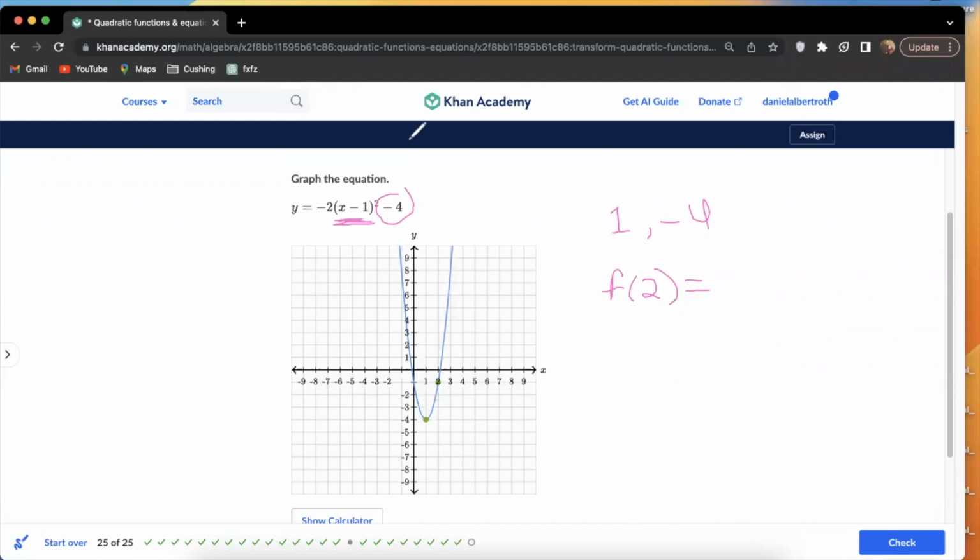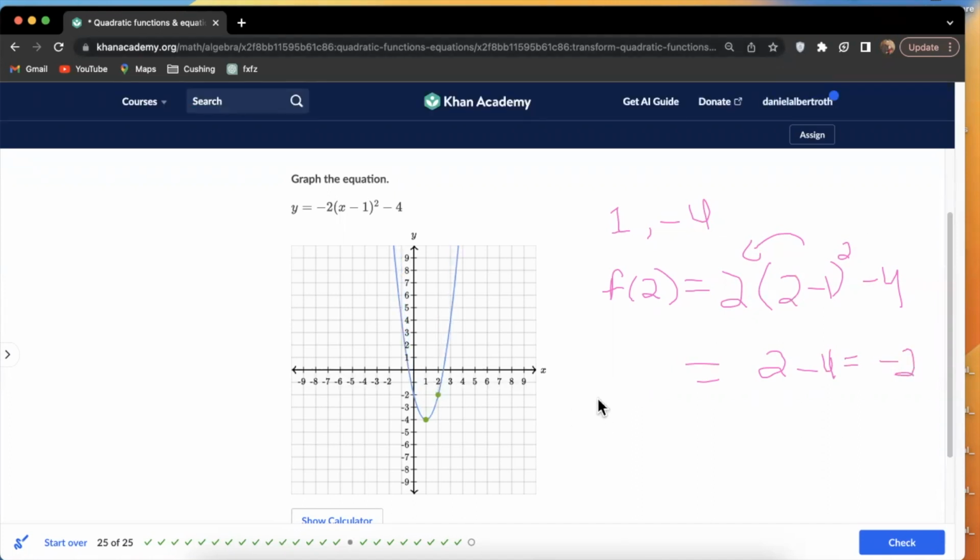So I need to put in 2 for x. I'm just going to erase so you can see the whole function. It's 2 times x minus 1, but here we're saying x is 2. So it's 2 minus 1 squared minus 4. Order of operations, 2 minus 1 is 1. 1 squared is 1. So this all becomes 1 times 2, which is 2, and then minus 4. And 2 minus 4 is negative 2. So when the input is 2, the output is negative 2.